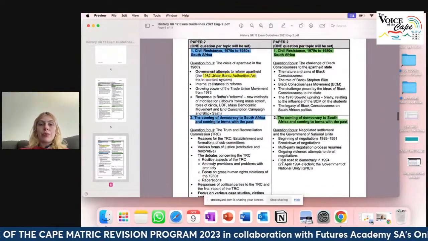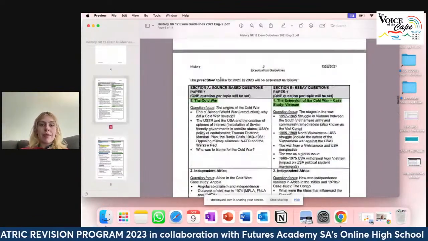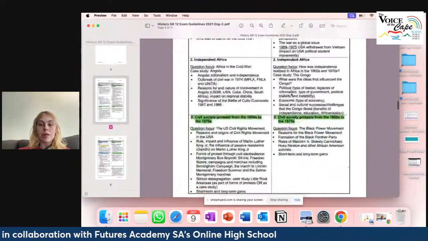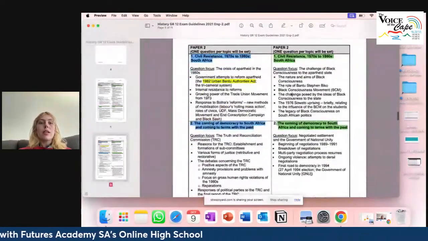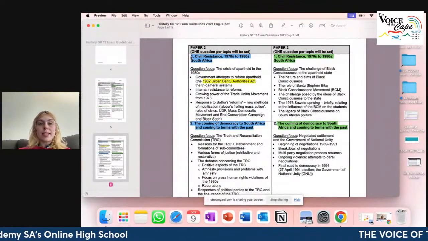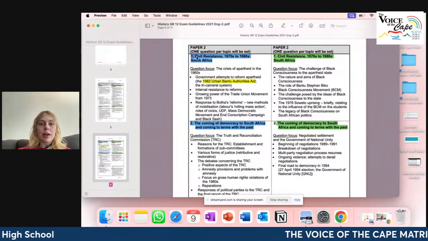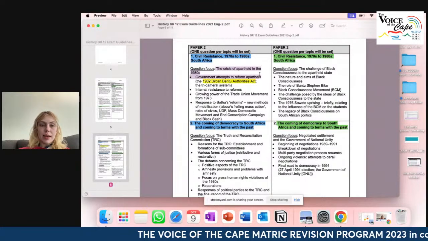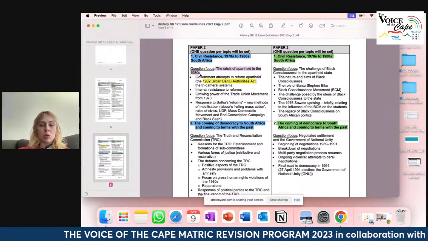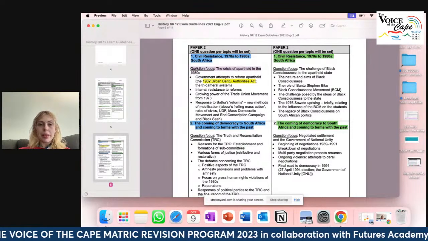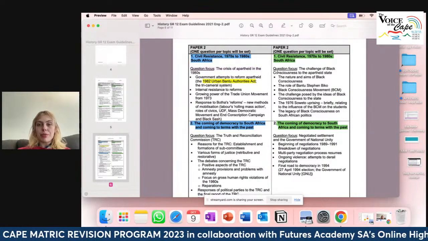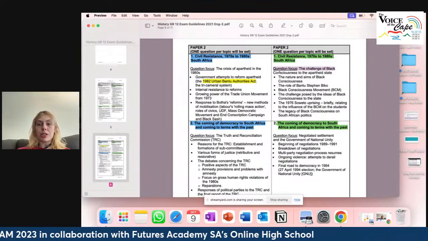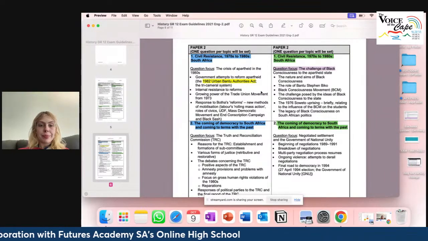Remember, on the left-hand side you have your source-based questions, and on the right-hand side your essay questions. So, civil resistance, 1970s to 1980s, South Africa. Your question focus is the crisis of apartheid in the 1980s, which is a source-based question. Then the essay option for civil resistance, South Africa, is the challenge of Black consciousness to the apartheid state.